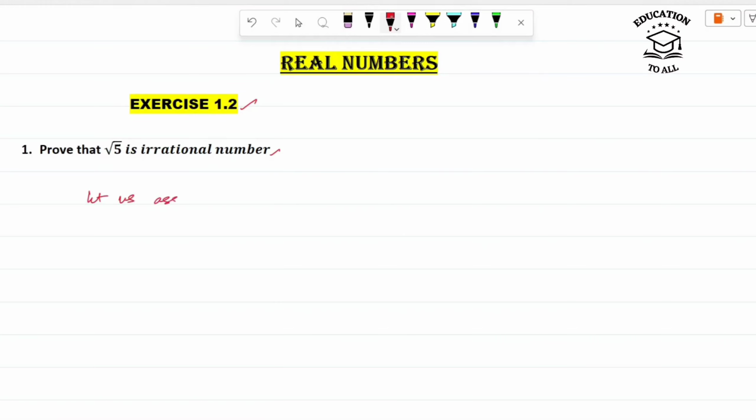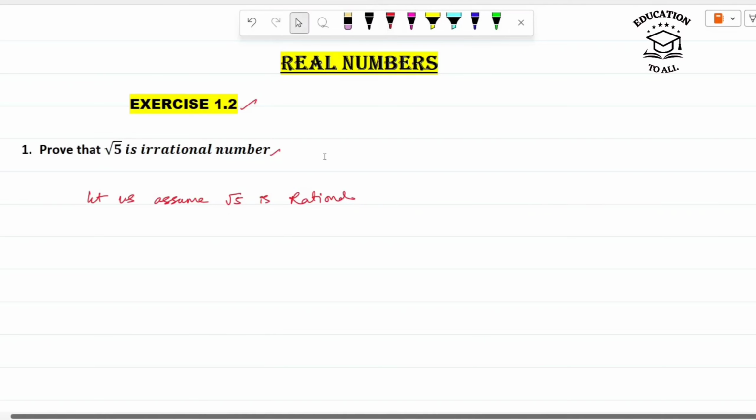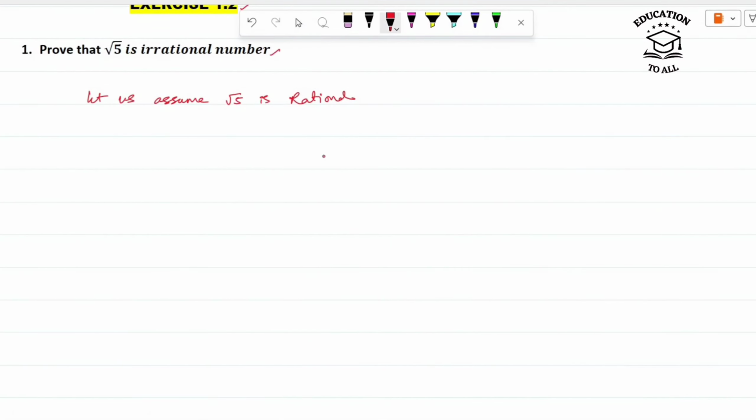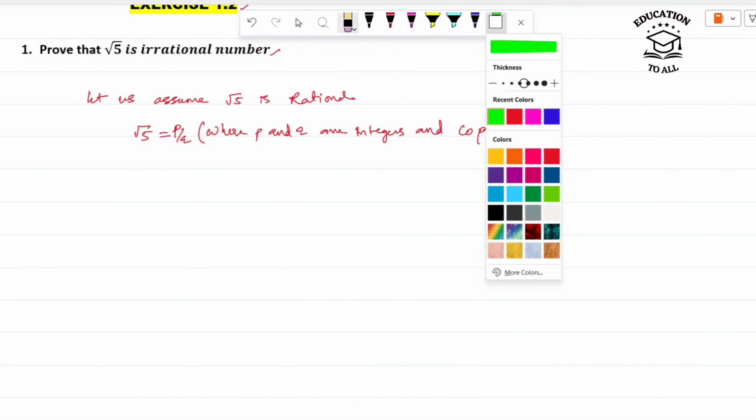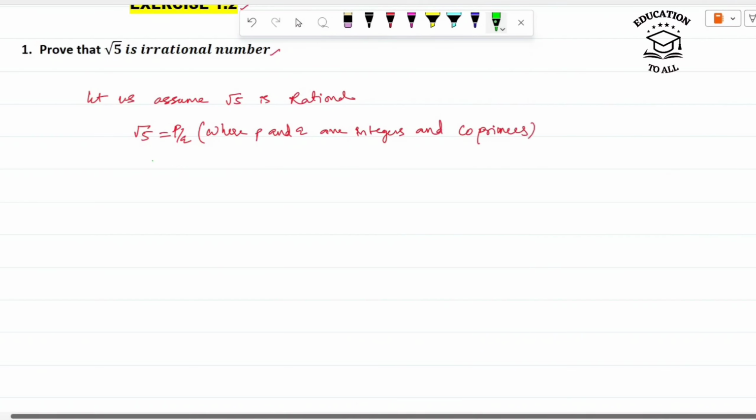So now let us assume root 5 is rational. If it is rational, it can be expressed in p by q form. So I'm considering root 5 as p by q, where p and q are integers and co-primes. Now apply squaring on both sides.